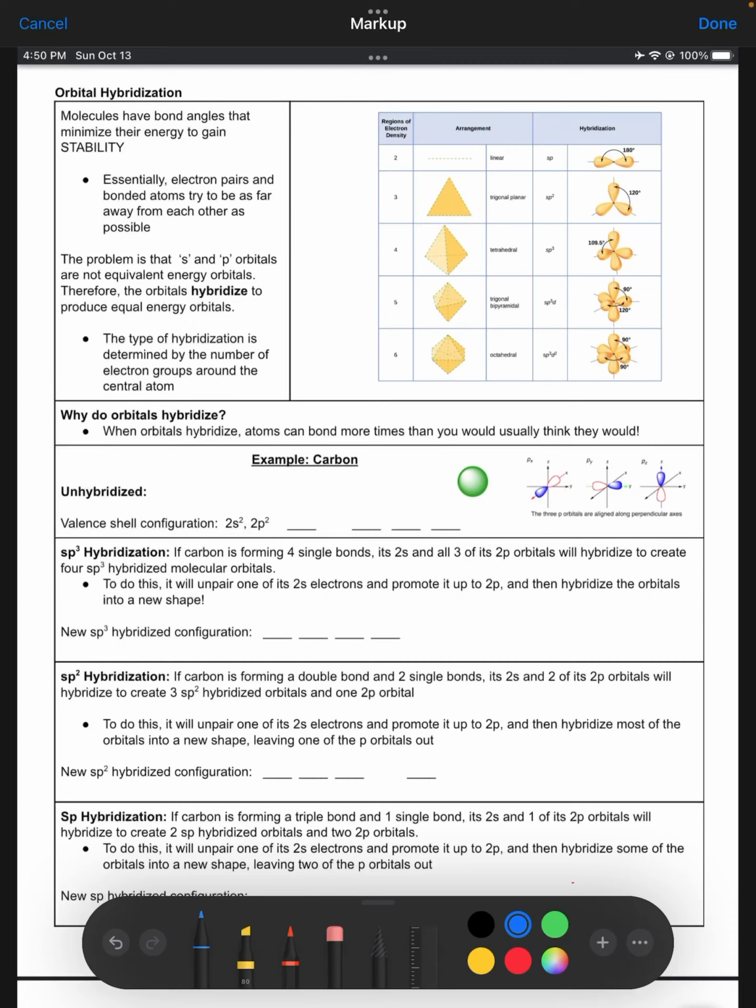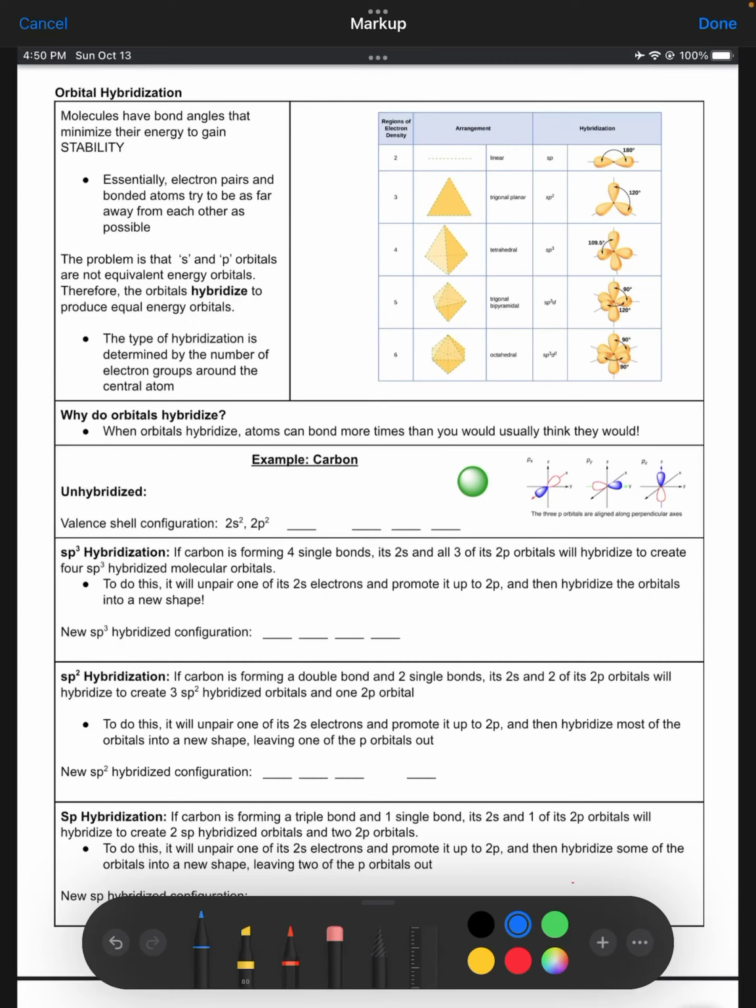And when atoms bond with one another, their orbital spaces tend to hybridize. The reason that happens is because when atoms are bonding, they are minimizing the amount of potential energy between them to create the most stable state possible. And when orbitals hybridize, that minimizes the potential energy of those electrons, all right? What it also allows them to do is bond more times than you would traditionally think they would based on their orbital diagrams of atoms by themselves, okay? And I'll show you what that means going forward.